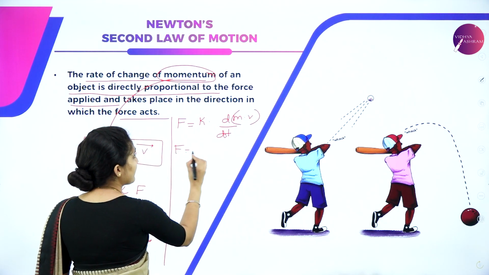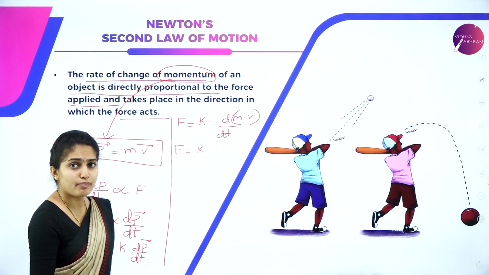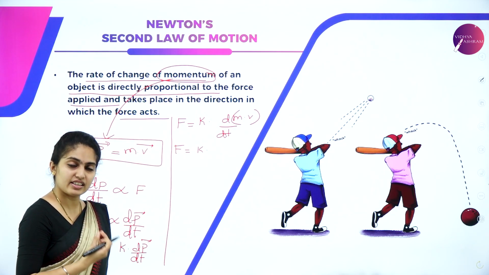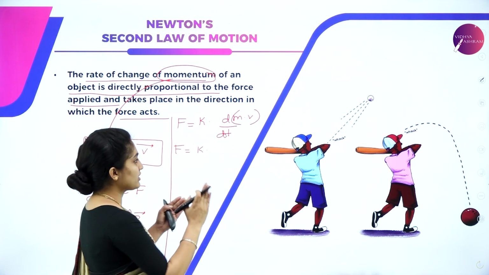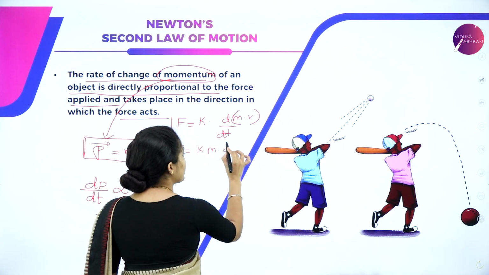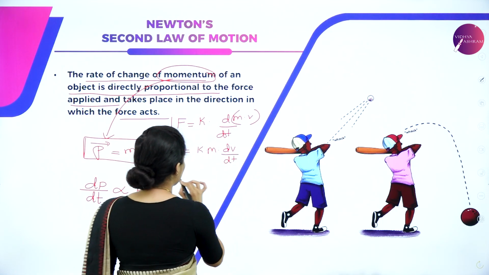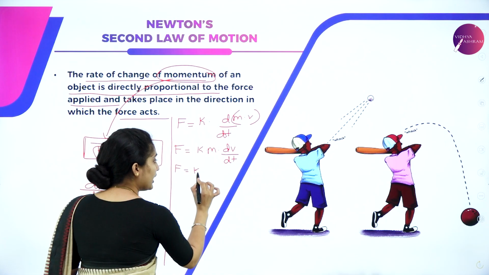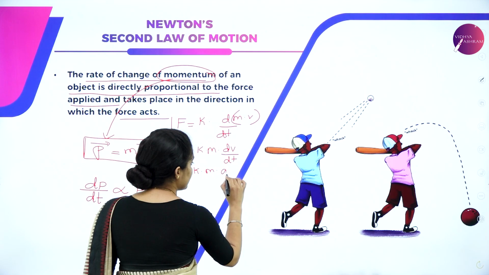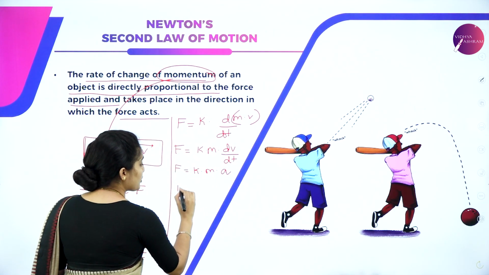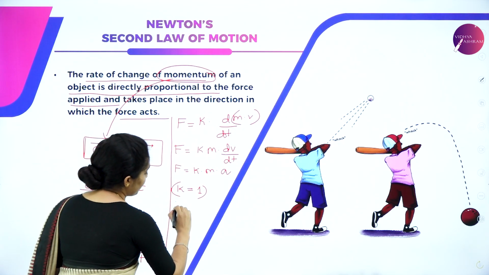So how exactly can we write this? K, since we can't differentiate mass, because mass is a constant quantity. So the constant mass can be taken out and you differentiate dv by dt. This is the rate of change of velocity with respect to time. So F is equal to K into m. The rate of change of velocity with respect to time is acceleration a, and we consider the proportionality constant to be unit value, that means 1. So we have F is equal to ma.